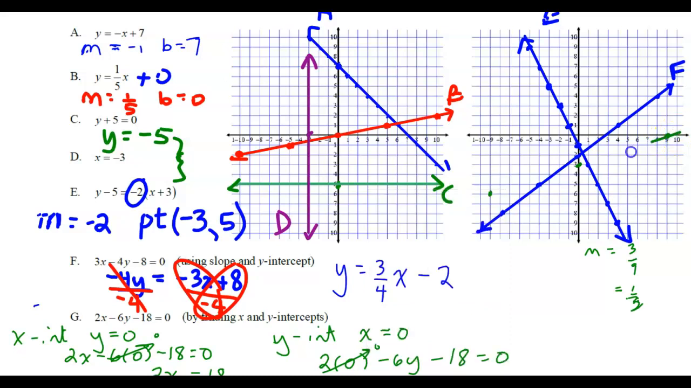So I'm going to use that green. Okay. It's pretty good. I'll just move this slightly. Okay. And that one is G.